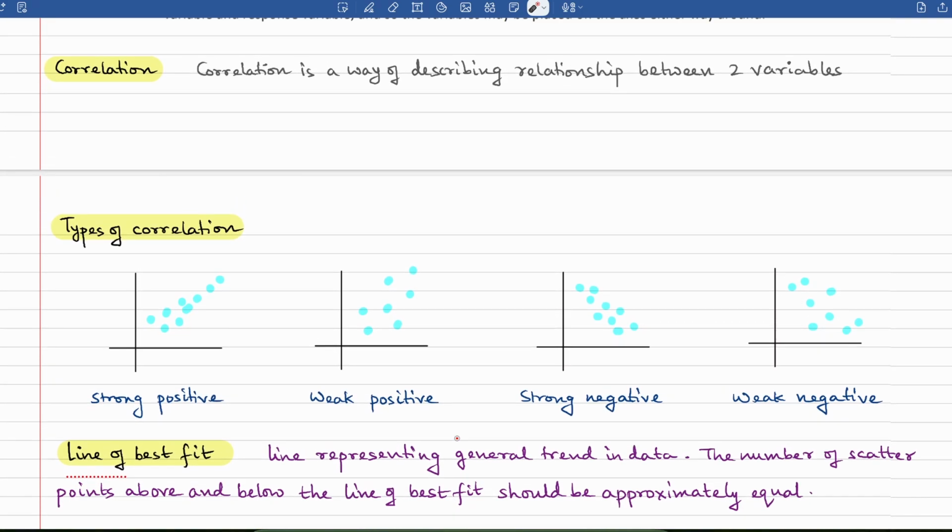Now remember, you can draw a line of best fit. A line of best fit is a line that represents the general trend in the data. We have seen this in time series data as well. The number of scatter points above and below the line of best fit should be approximately equal. There are various ways of drawing lines of best fit, and again, you will learn this in university. But for now, just know what a line of best fit does.